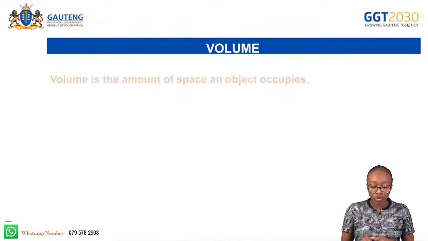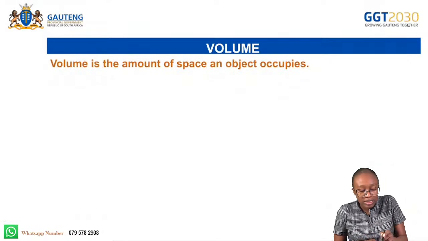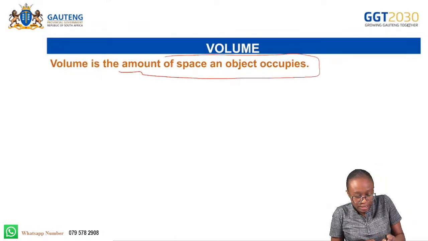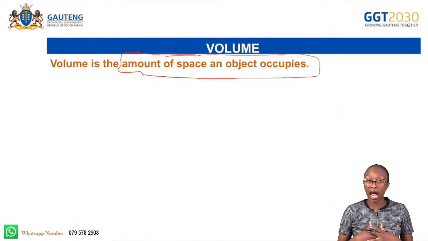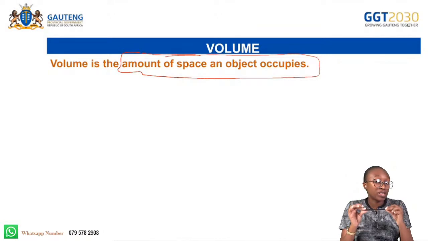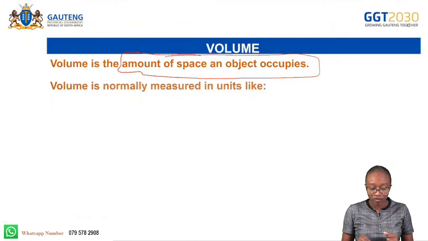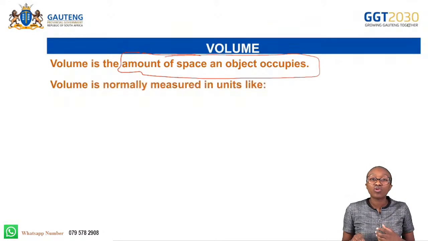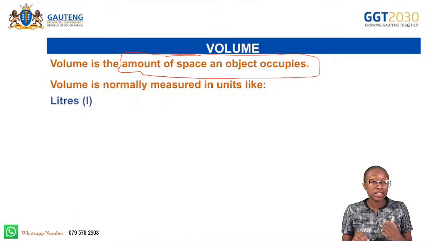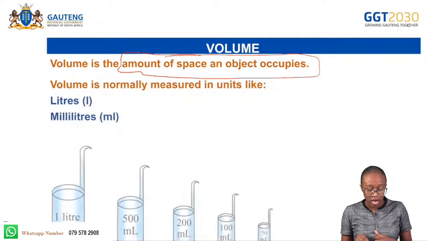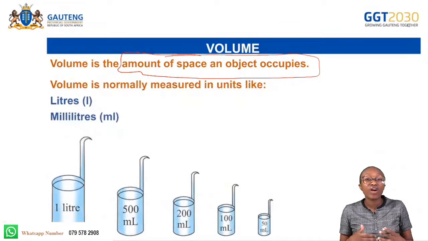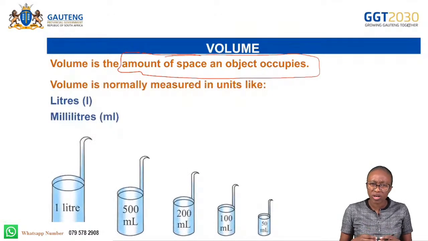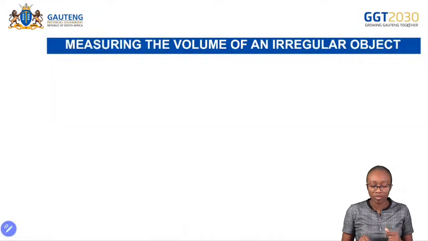Volume. Let's move on to volume. So we said volume is the amount of space an object occupies. The amount of space you occupy is your volume. The amount of space I occupy is my volume. The amount of space this pen occupies is its volume. Now, I'm sure you've normally been measuring volume in liters and milliliters, right? A liter of milk, 500 milliliters of juice, 200 milliliters of cooking oil, and so on. So that's how we have been measuring volume.